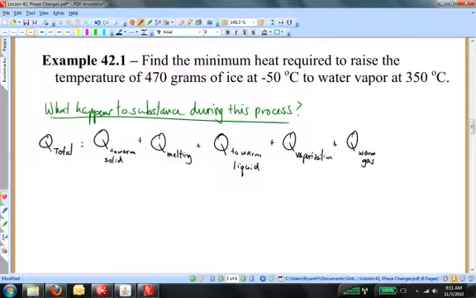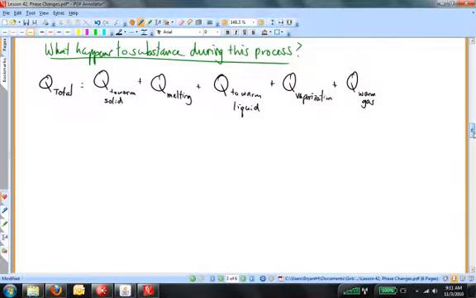I've got to warm up the solid from negative 50 to 0. I've got to melt the solid. The temperature doesn't change then. Then I've got to warm the liquid from 0 to 100 degrees. Then I've got to vaporize the liquid. And then finally I've got to warm the gas from 100 degrees to 350 degrees. So I need to write down what the equations are for each of those things. Let's do them one by one and then add them all up together.